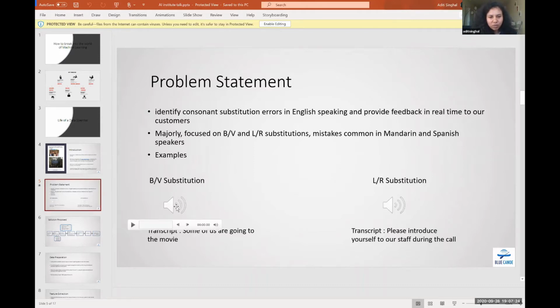I have a small example of the audio that we were working with. Here you'll see the B to V substitution very clearly.